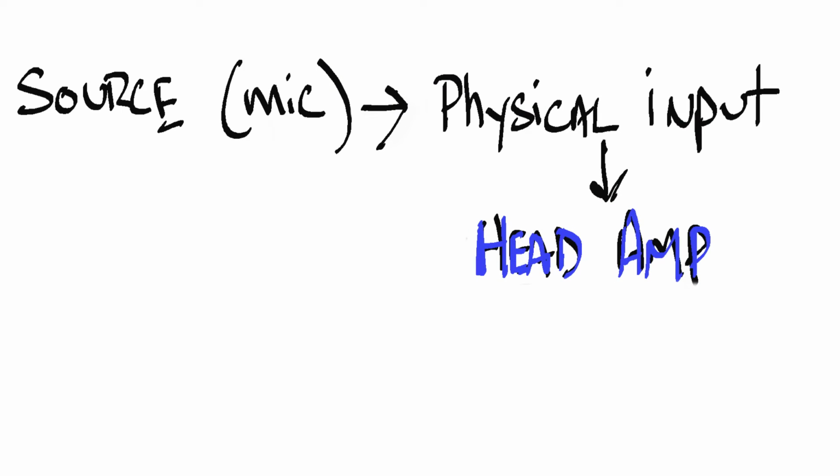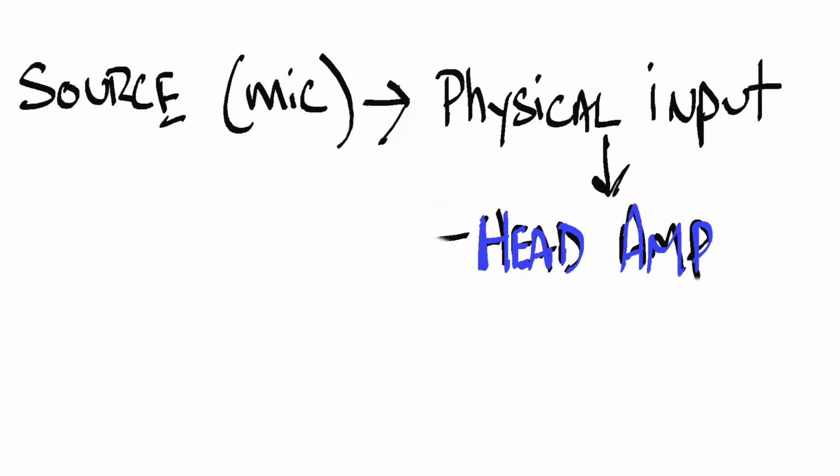Today we're talking about head amps, or the input section of your mixing console. This is typically the first stop along the way for your source or microphone after it connects to the physical input on the console. So let's take a look at what's included in that control section.